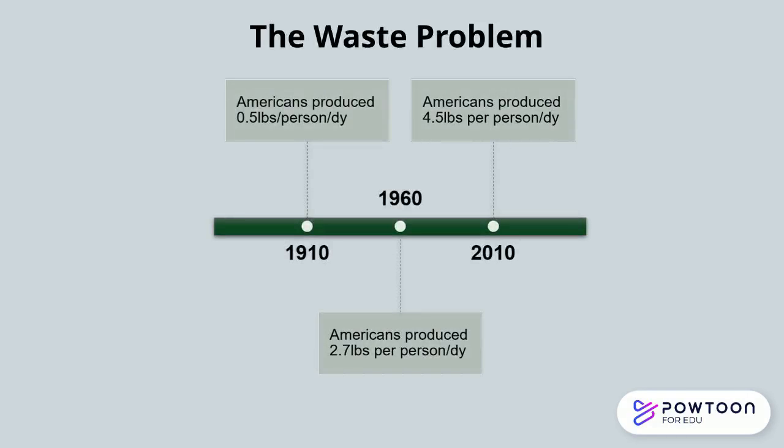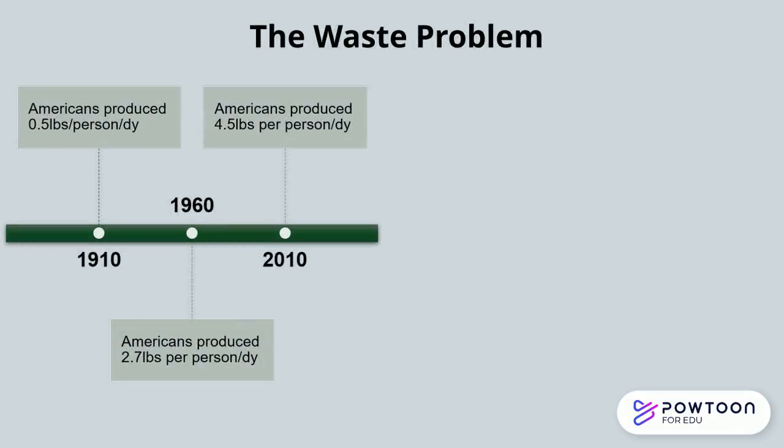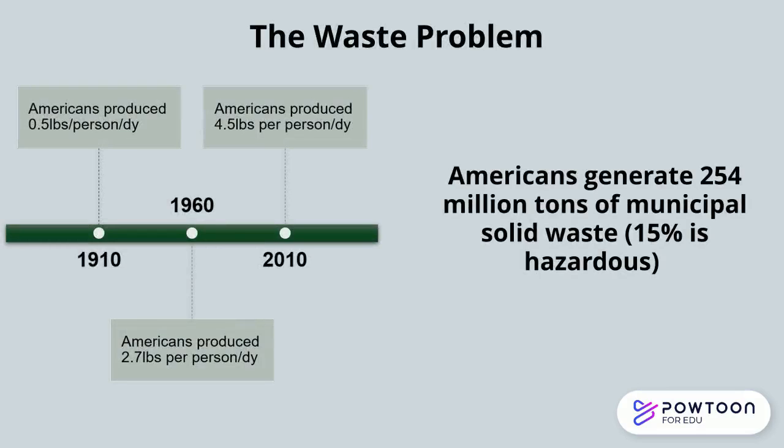In 1910, the average American produced half a pound of waste per day. 50 years later, in 1960, the amount per person almost tripled. Another 50 years, we've doubled the last amount. So we are creating more waste per person today than ever. Current figures have Americans generating approximately 250 million tons of waste annually, of which 15% or 37 million tons is hazardous waste.